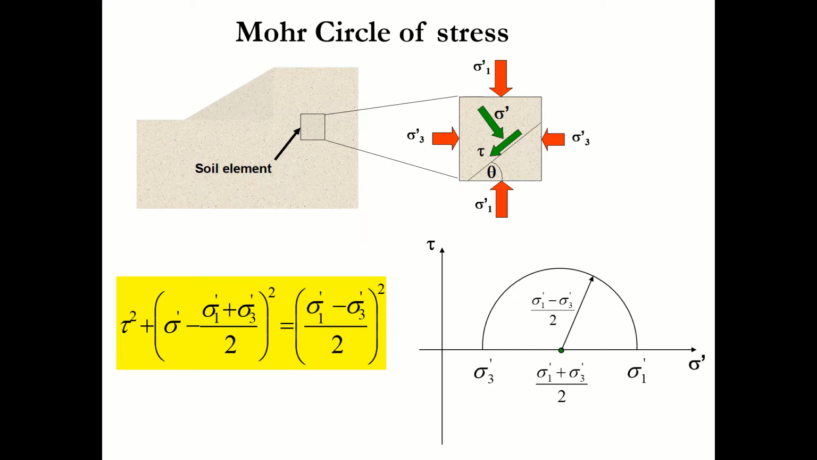Now the Mohr circle of a soil element. If we collect a soil element, there will be all-around stresses. Suppose we denote the vertical stresses by sigma 1 and the horizontal stresses by sigma 3. With these stresses, we can draw a circle which we call a Mohr circle. The diameter of that circle will be (sigma 1 minus sigma 3), and the center of that circle will be (sigma 1 plus sigma 3) by 2.